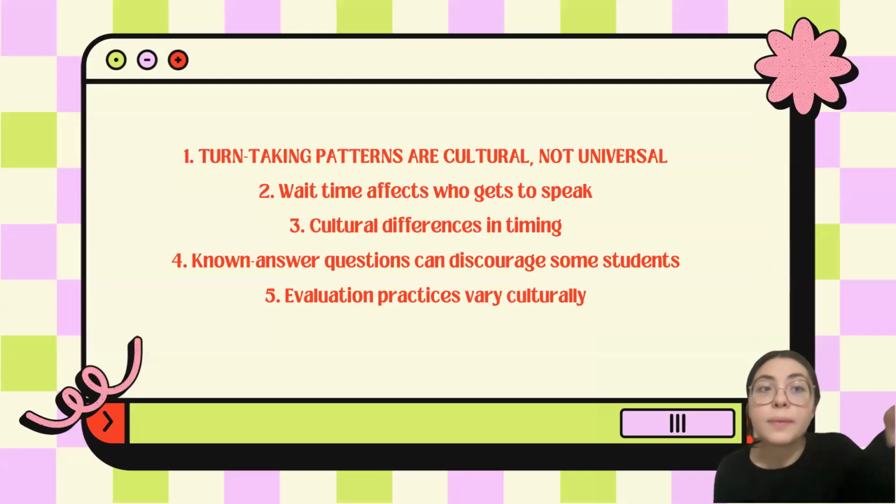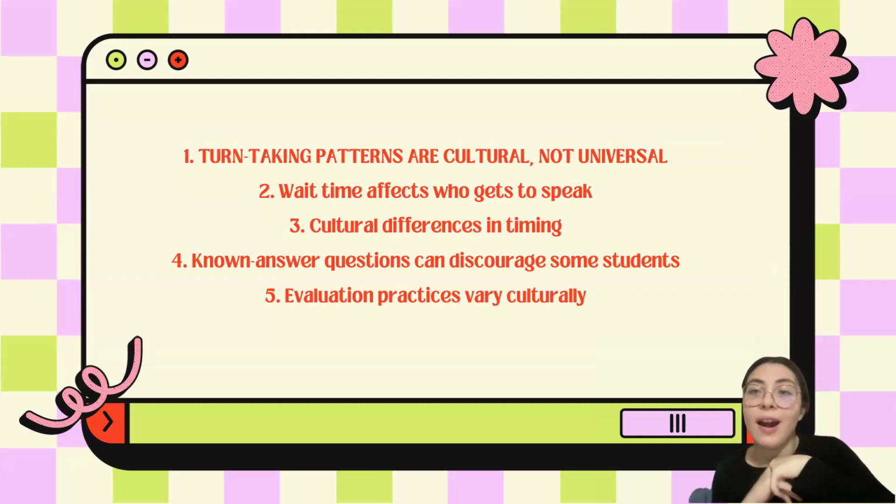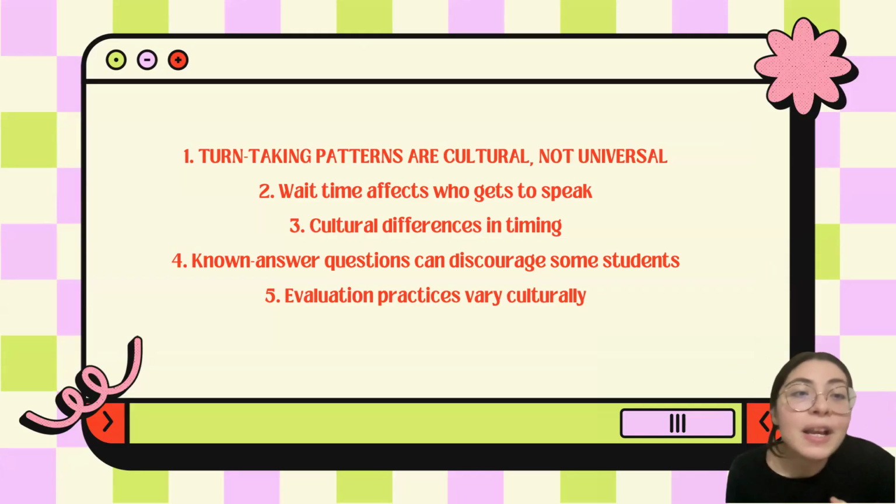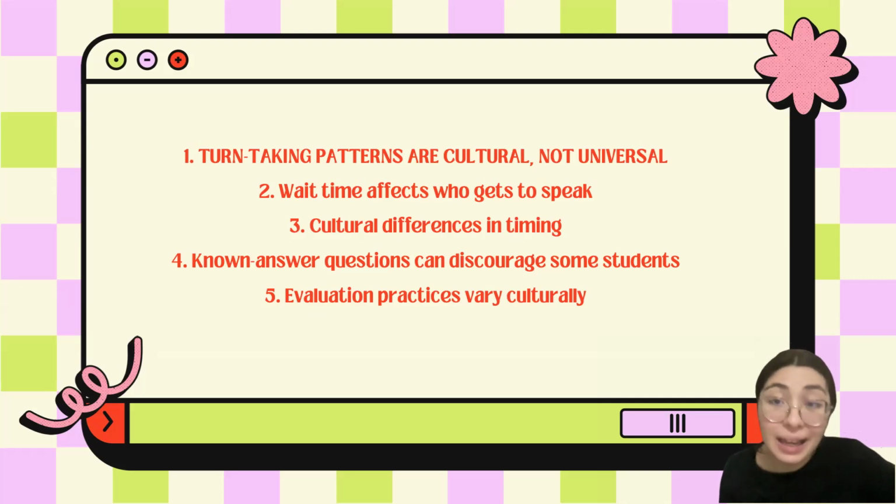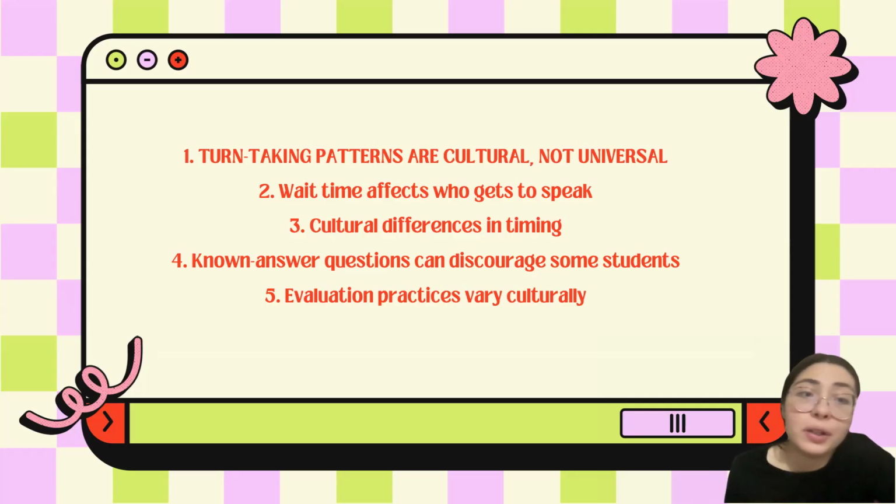Now, I'm going to talk about how turn-taking patterns are cultural, not universal, and what I mean by that. While IRE, like initiation, response, evaluation sequences seem predictable to many, not all students share this familiarity with these patterns. Because participation in classroom talks depends on cultural knowledge and prior social experiences with language. And wait time affects who gets to speak. Short waiting times favor fast, assertive speakers, and quieter or slower processing students may lose opportunities to contribute.